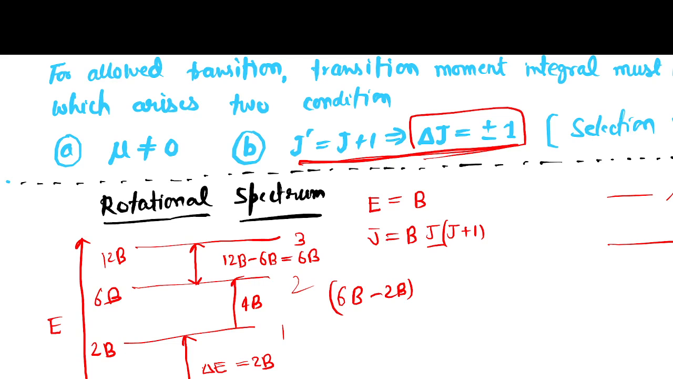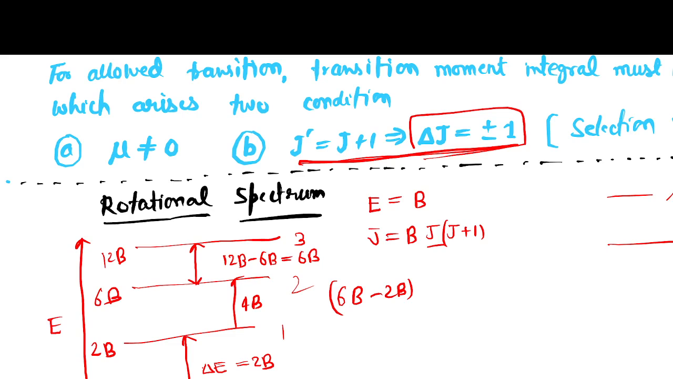So what is the meaning of this? The first transition, from 0 to 1, we get at energy 2B, so this is at 2B. This is at 4B, and this is at 6B. So in the rotational spectrum we get multiple lines, and the difference between two consecutive lines is 2B.